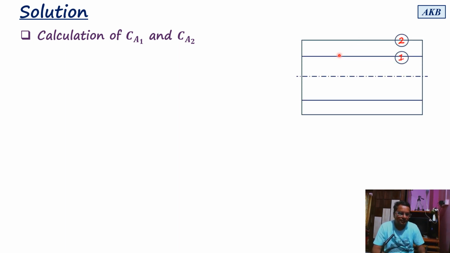So again, let us have a small schematic. You have the rubber tube. This is 0.1, this is 0.2. So Ca1 is the molar concentration at 0.1. So Ca1 is the concentration over here.